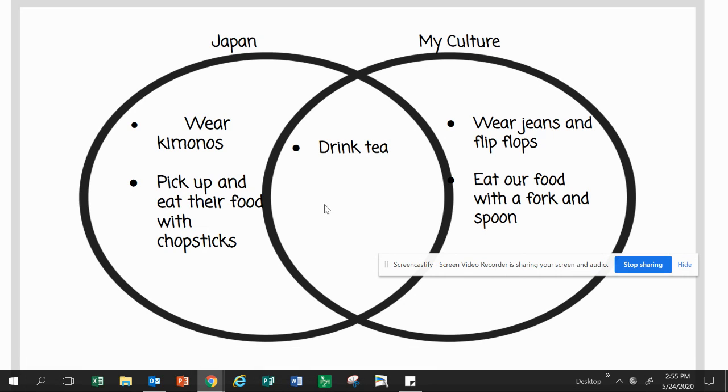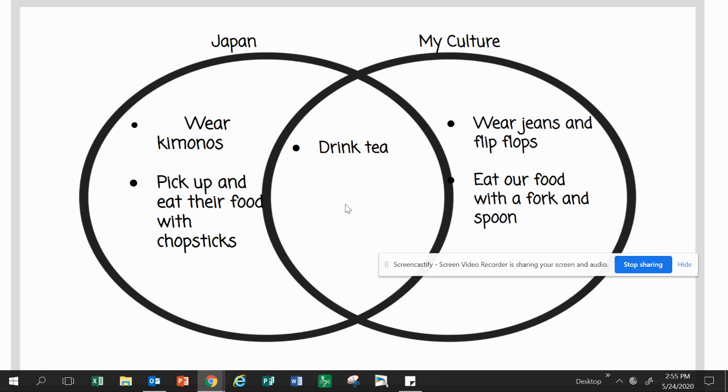So now if I go to this center where the two circles are combining, that is where we're talking about what is the same. So one example of something that's similar with the Japanese culture and my culture is drinking tea. So today you're going to have a chance to complete a Venn diagram that looks very similar to this.